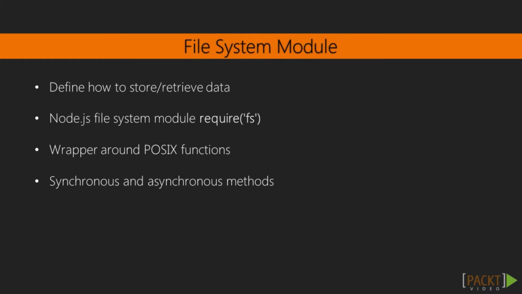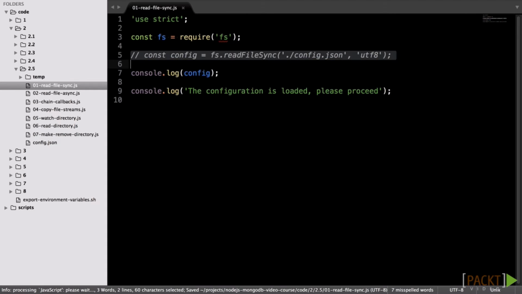The file system consists of methods and data structures which define how data is stored and retrieved. In Node.js, manipulation of files can be done using the file system module. It's a wrapper around standard POSIX functions. All methods provided by the file system module have synchronous and asynchronous versions. Synchronous methods have sync in their name.